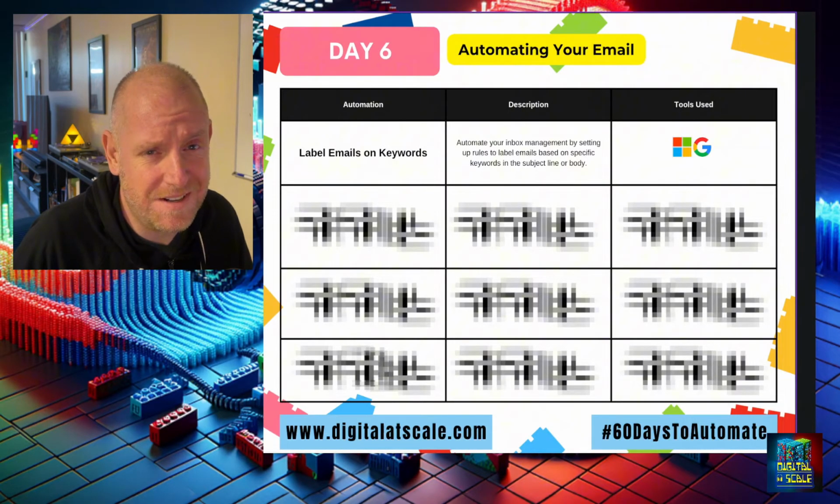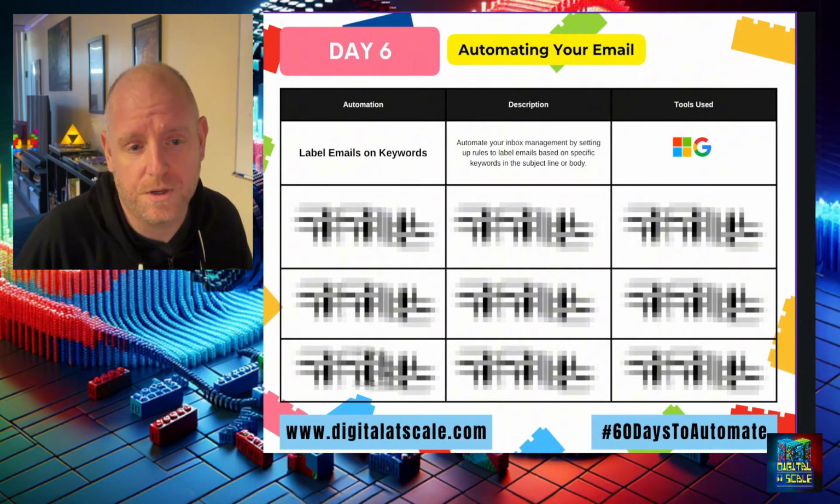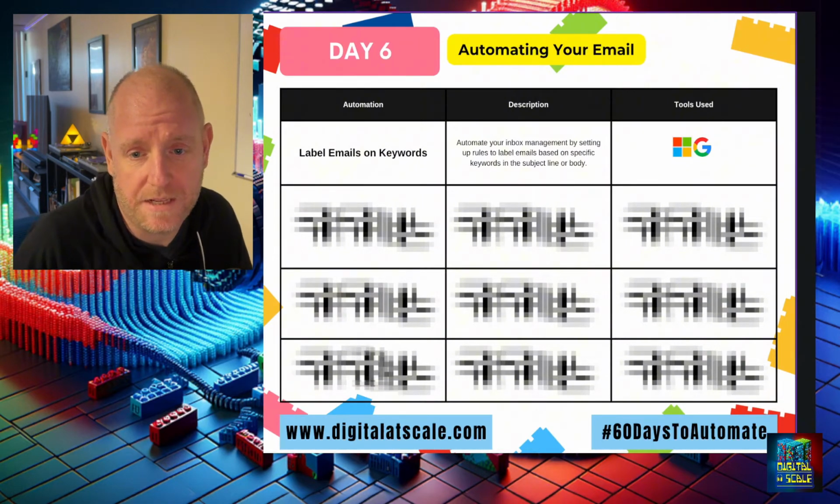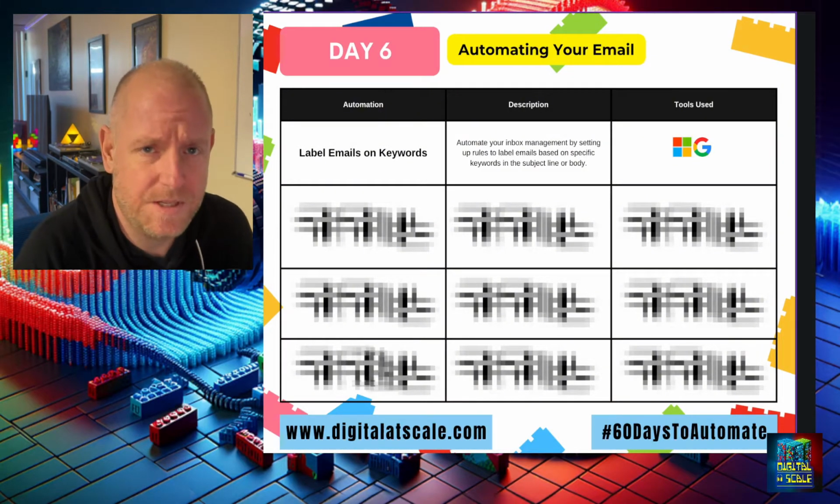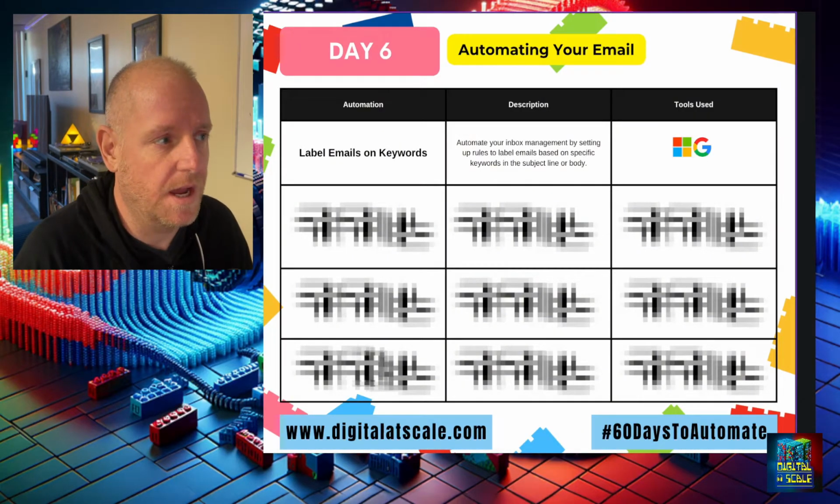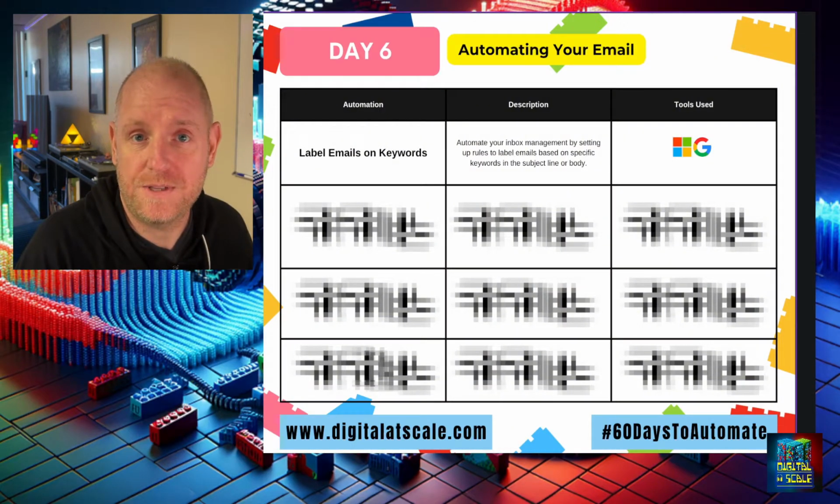But in order to start that, the very first thing you need to do to set up your inbox is to label emails based on keywords. So we're going to set up a label inside of Google and in Microsoft, and we're going to make it so that it'll just label them based off specific information. And this is something you can do without AI, without N8N. This is just something you can do in any email or Outlook. So this is how you set it up.